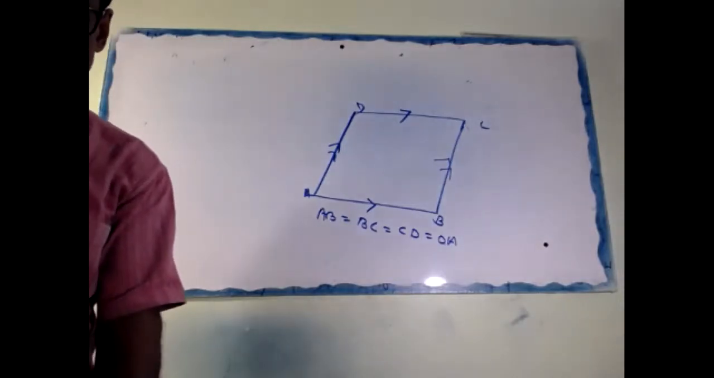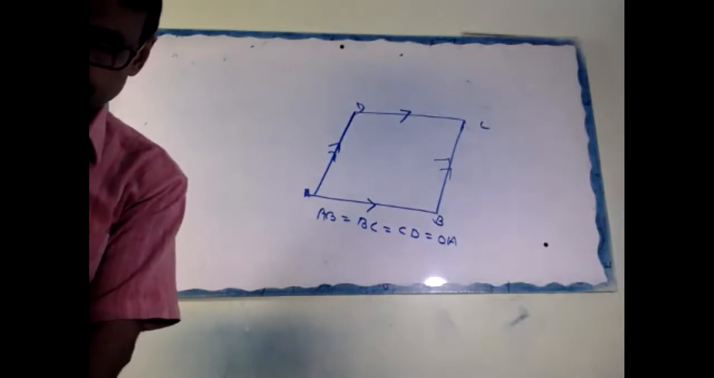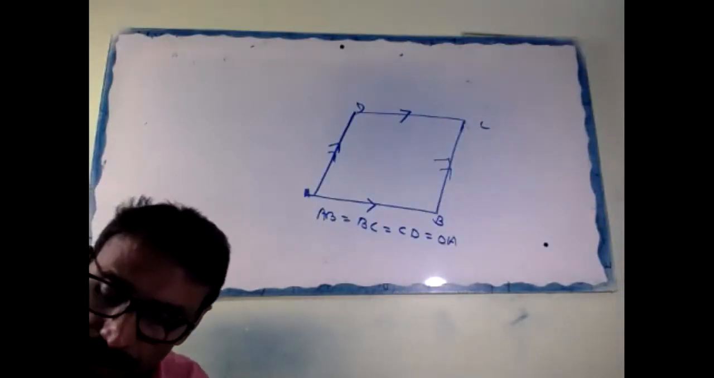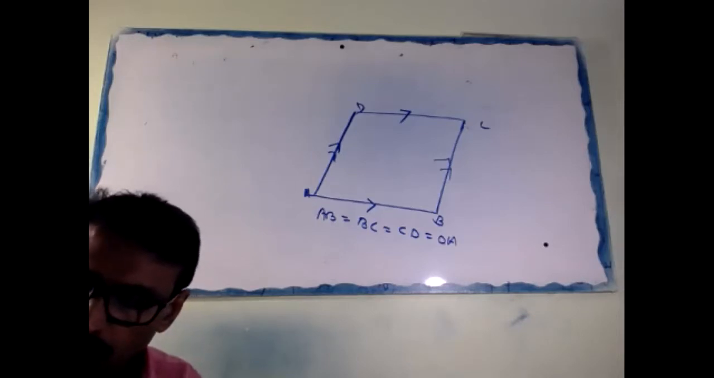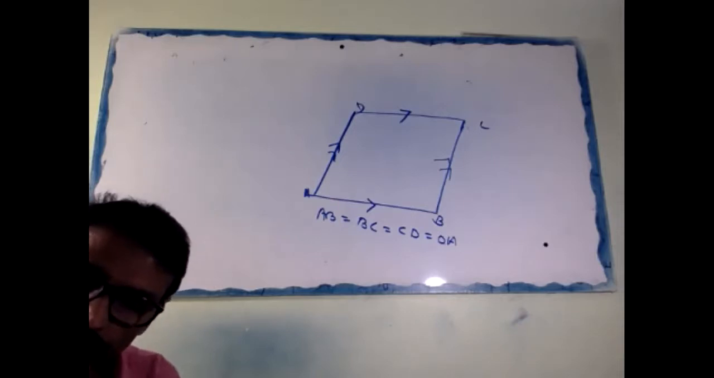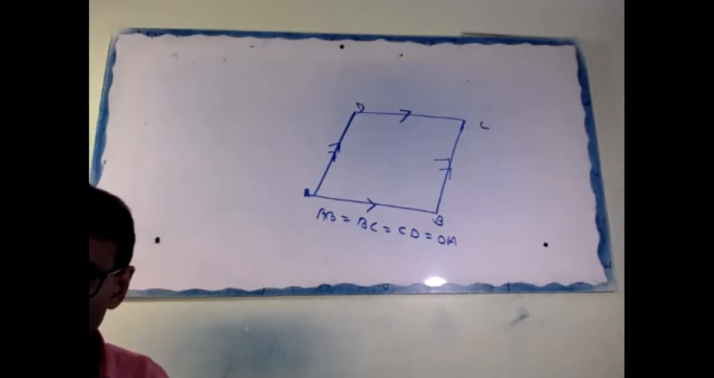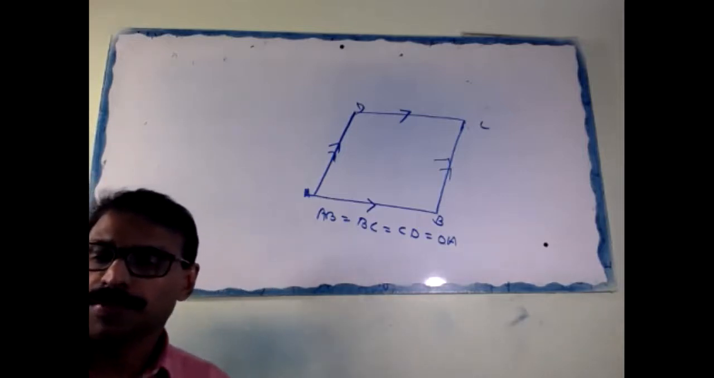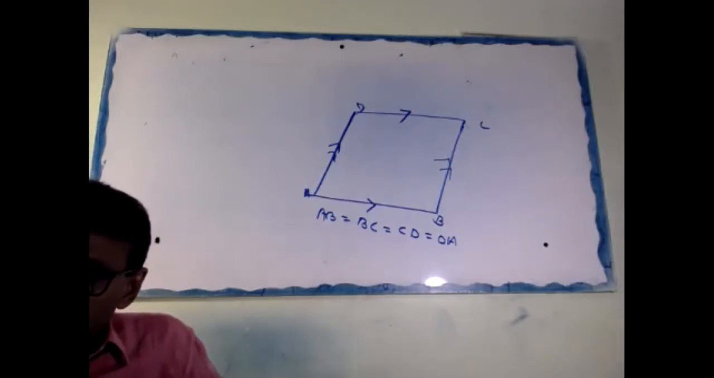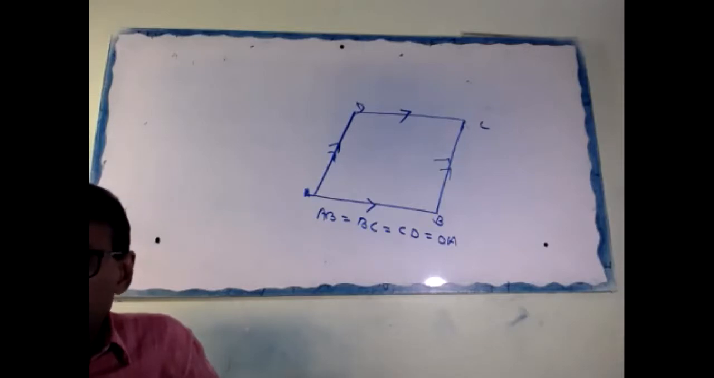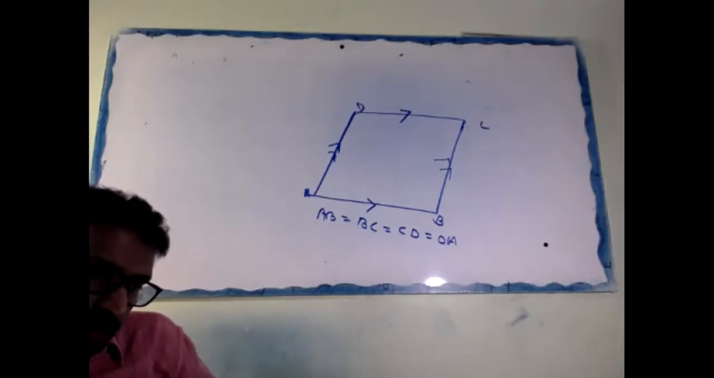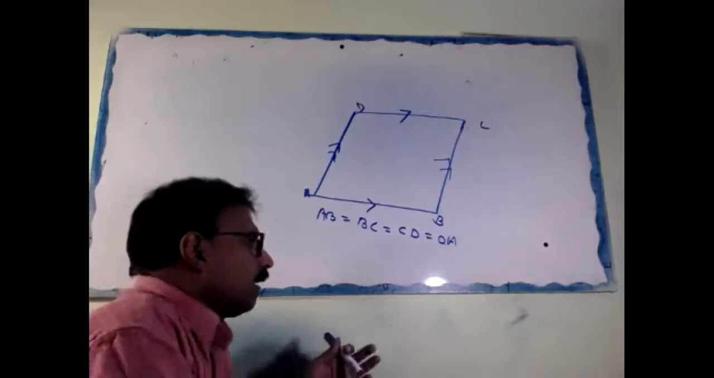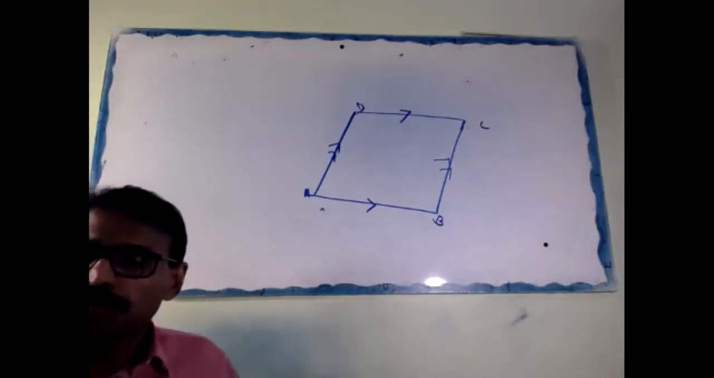Next one, parallelogram. A quadrilateral is a parallelogram if both pairs of opposite sides are parallel.